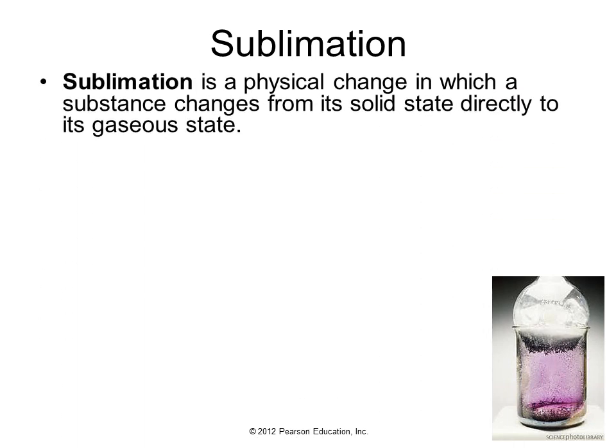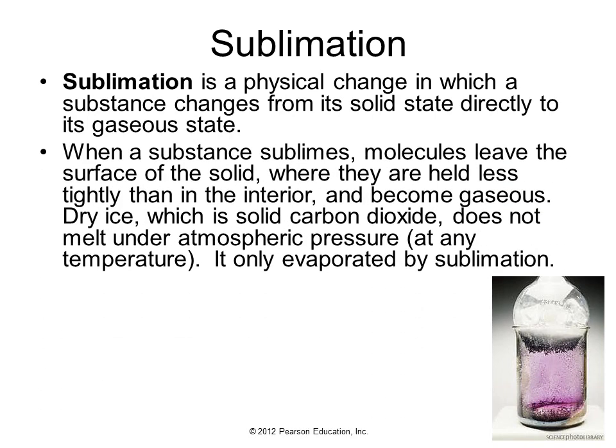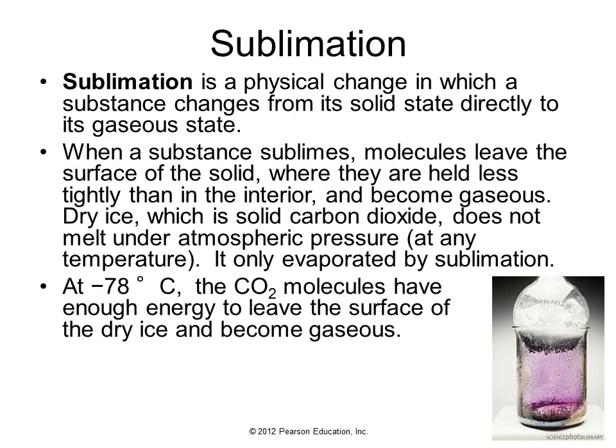Sublimation. Sublimation is a physical change in which a substance changes from its solid state directly to its gaseous state, not passing through a liquid state. When a substance sublimes, molecules leave the surface of the solid, where they are held less tightly than in the interior, and become gaseous. Dry ice is solid carbon dioxide, and it doesn't melt under atmospheric pressure at any temperature. It only evaporates by sublimation. At minus 78 degrees Celsius, the carbon dioxide molecules have enough energy to leave the surface of the dry ice and become a gas.